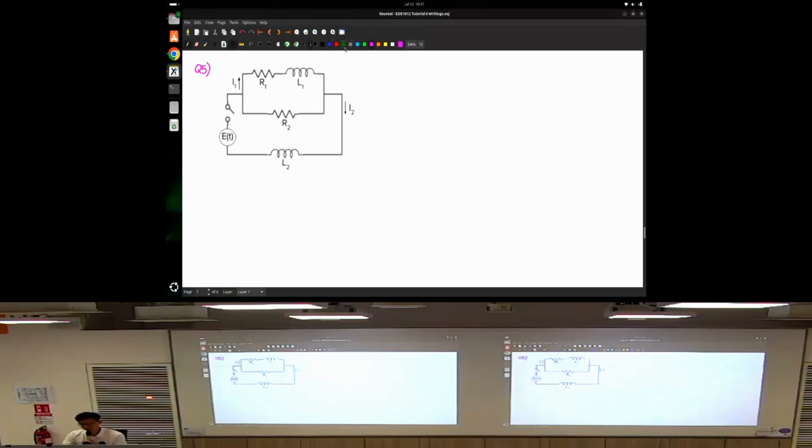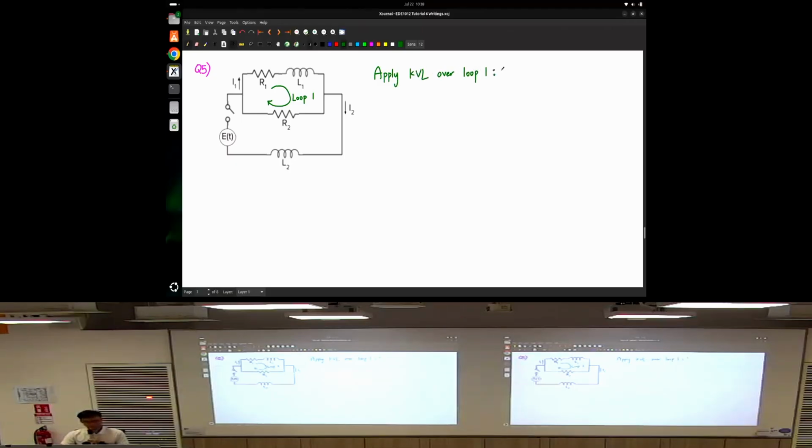So what I'm trying to say here is this. You can see that there's I1 here. I1 is actually flowing into this R1. So therefore, I will just make this first loop and apply KVL. I call this loop 1. So apply Kirchhoff's voltage law over loop 1.